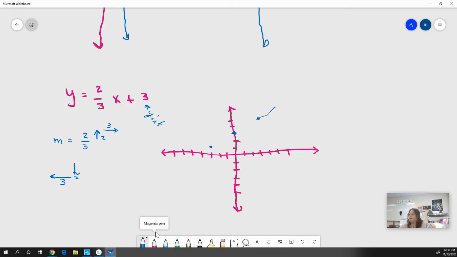And then let's see if I can actually, no, I missed the dot entirely. I'll just make it bigger. And so that would be how you graph this line.